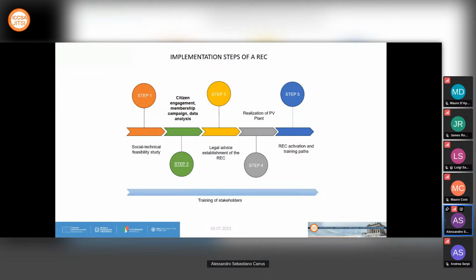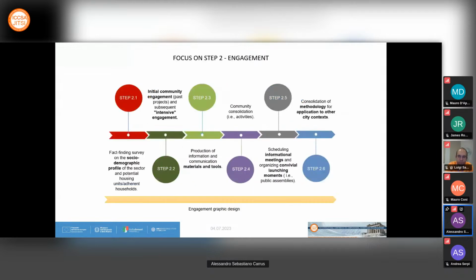The implementation of a REC can be summarized in 5 steps. A first phase of technological and social feasibility study, a second phase of citizen engagement, membership campaign and data analysis, a third phase of legal establishment of the REC, then the fourth phase for the installation of the PV system, and the fifth and final phase of registration and activation of the REC with the energy service provider to access dedicated incentives. All these phases are accompanied in parallel by training of stakeholders.